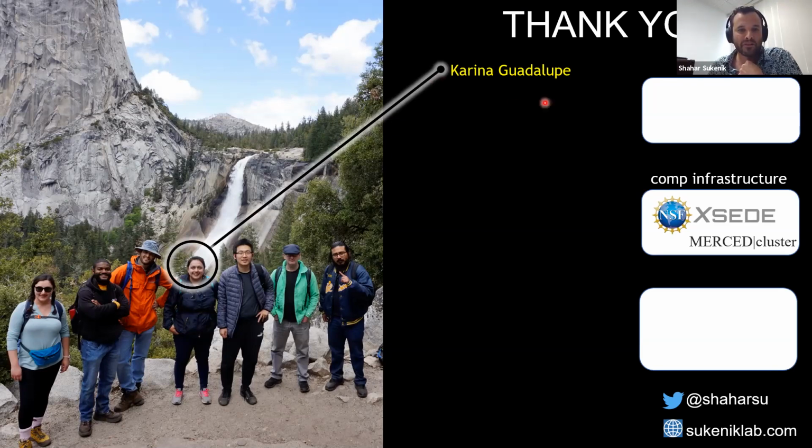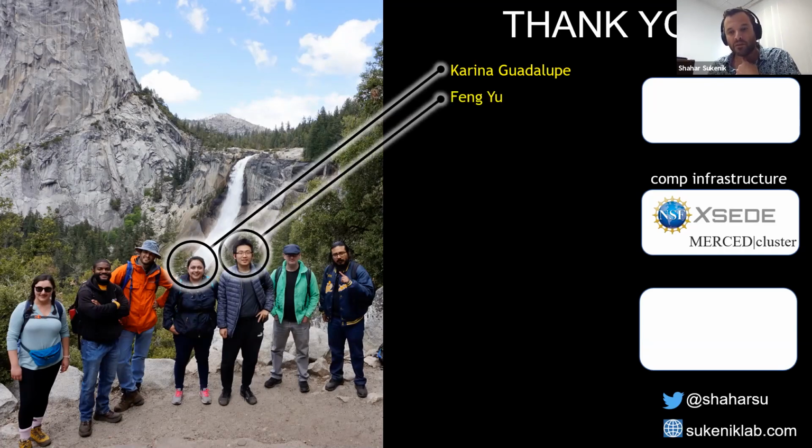And so Karina Guadalupe, a third-year graduate student, has done almost single-handedly almost all of the live cell imaging data and analysis that I've shown you. Feng Yu has done all the computational work, including the visualization of long-range interactions. And David Moses has developed and taken all the in vitro data.